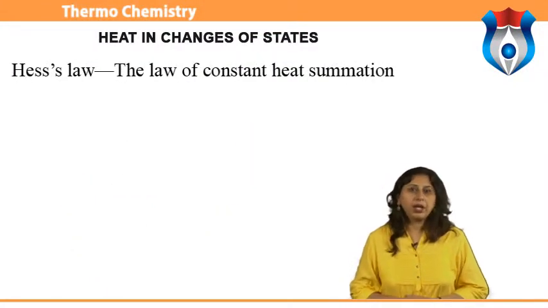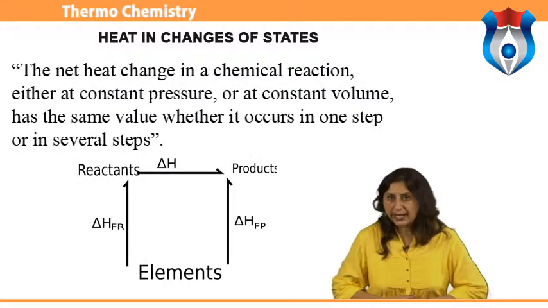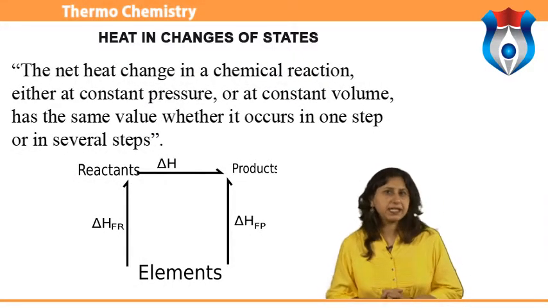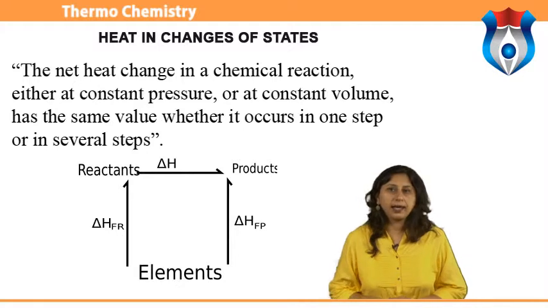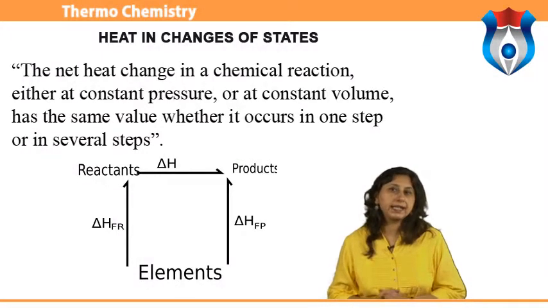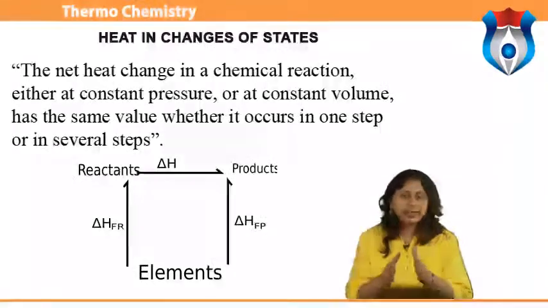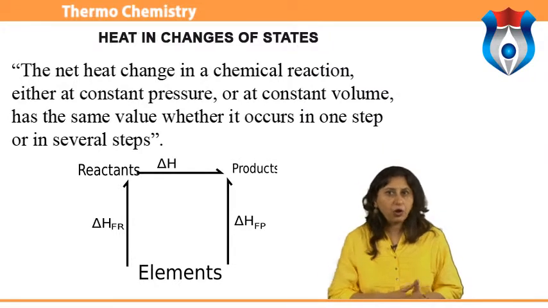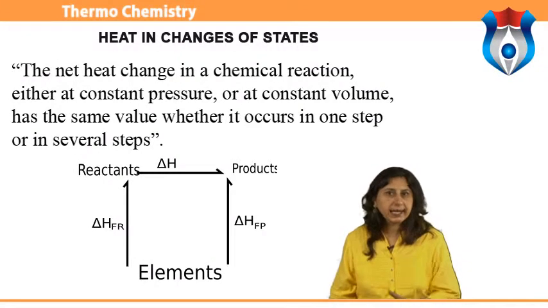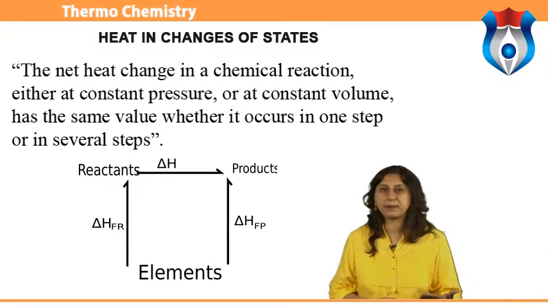Hess's law, the law of constant heat summation. G.H. Hess in 1840 experimentally gave the second law of thermochemistry, which has important applications and is known as the law of constant heat summation. This law may be stated as the net heat change in a chemical reaction, either at constant pressure or at constant volume, has the same value whether it occurs in one step or in several steps.